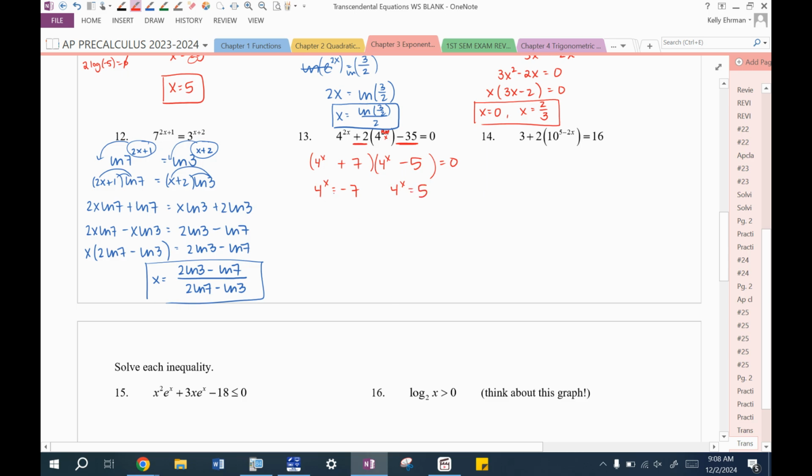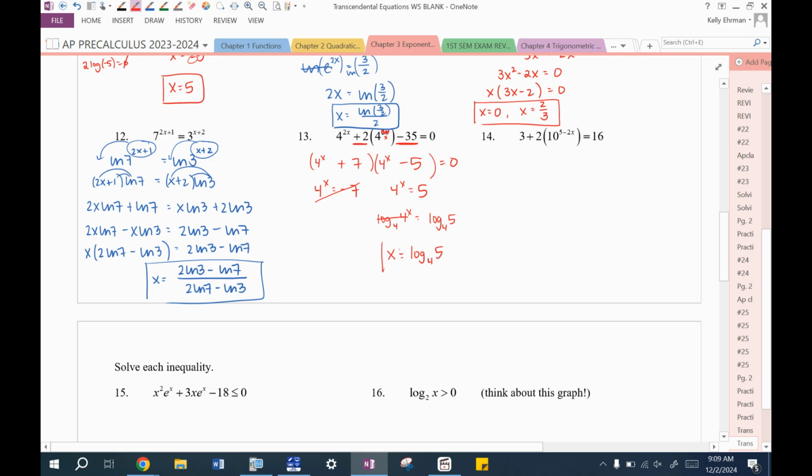Remember, in these last two problems, anytime the base number was equal to a negative, we threw that out because you won't be able to log -7. I can solve this equation, so I'm going to log base 4 both sides, or you could natural log both sides if you want. Log base 4 just gets this right down to x equals log base 4 of 5.